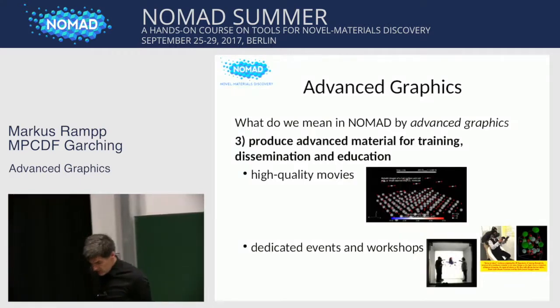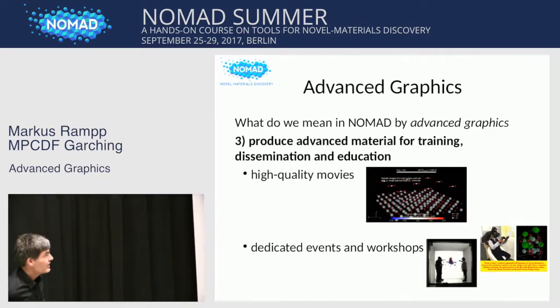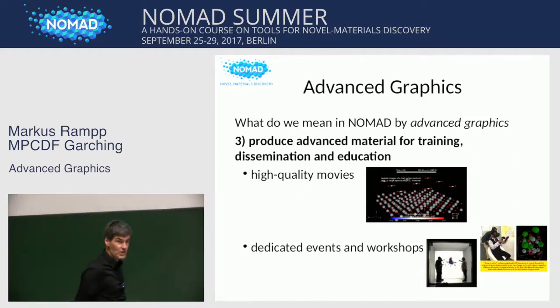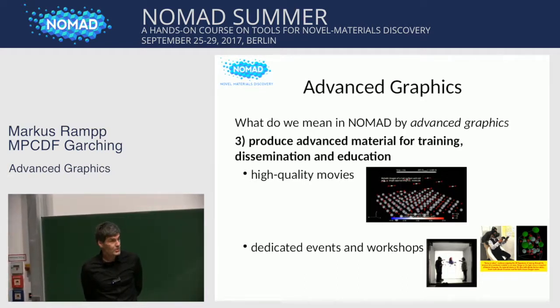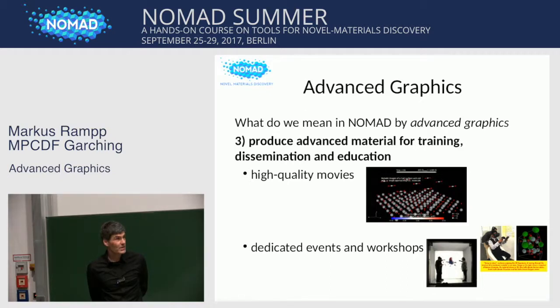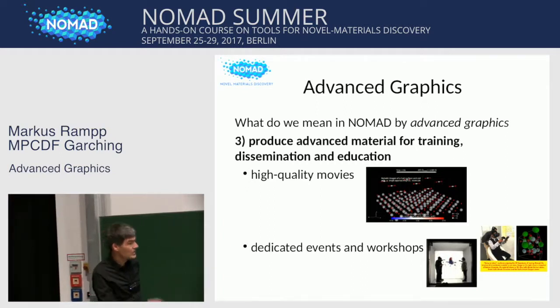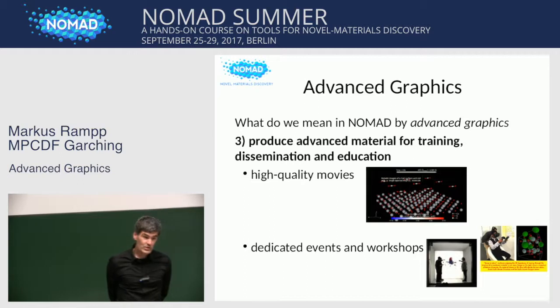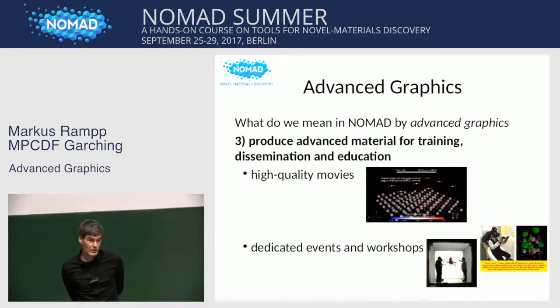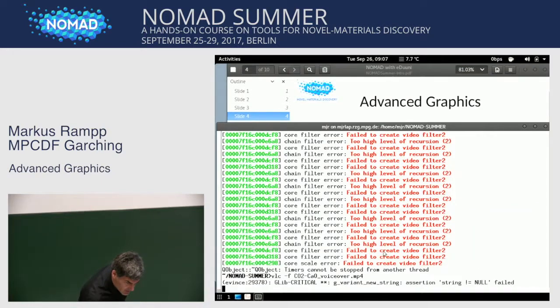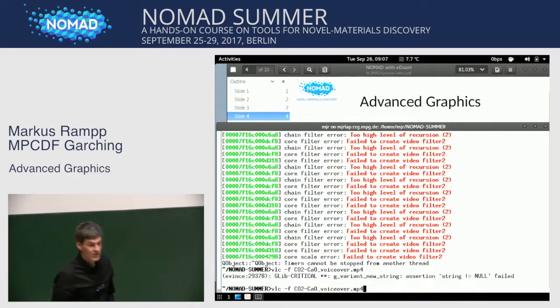Third thing which we think is beyond standard is that we are producing advanced material for training, dissemination, and education purposes. That is hosting dedicated events and workshops, and this is another one of this class. Ruben will show all these things, which I've just put a few screenshots here. And second, we have produced high-quality movies for dissemination processes, and you may have seen this one, or some of you may have seen this one, which I'm going to play here. But I think it is fun and a nice one, so I'm going to play it here again.